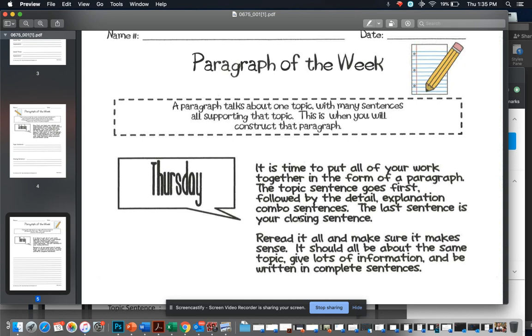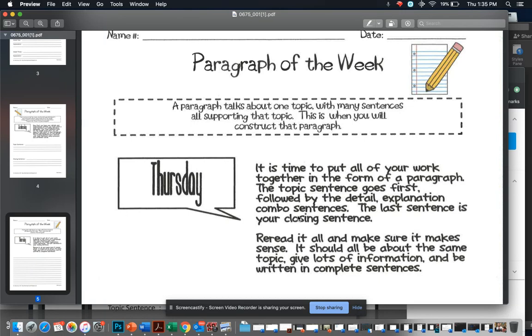Now, what should a paragraph start with? It should start with a topic sentence. What does our topic sentence do? Our topic sentence tells our reader what we are going to be talking about, and it doesn't give away any of the details yet about our topic. Then we have the meat, right? We have our supporting details, and our supporting details must agree or support our topic sentence.